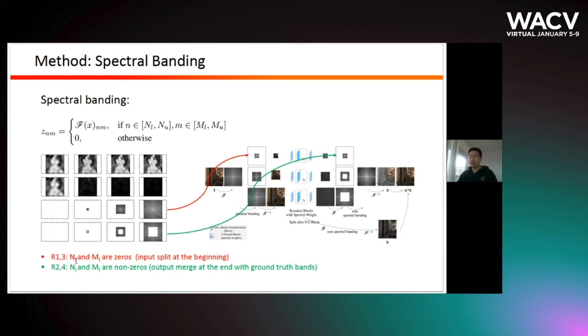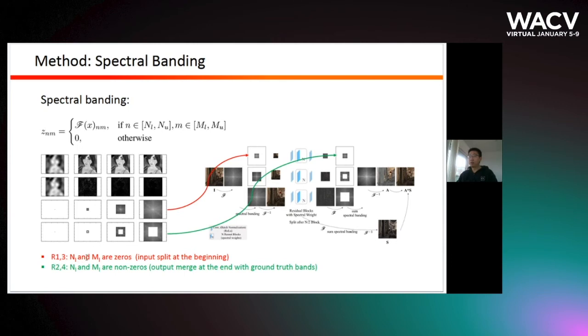If the lower boundaries of the spectral banding are zeros, then they basically create a series of low-pass filtered feature maps. And if the lower boundaries of the spectral banding are non-zeros, they basically represent a different frequency part of the image, and they can be merged together for one complete image.